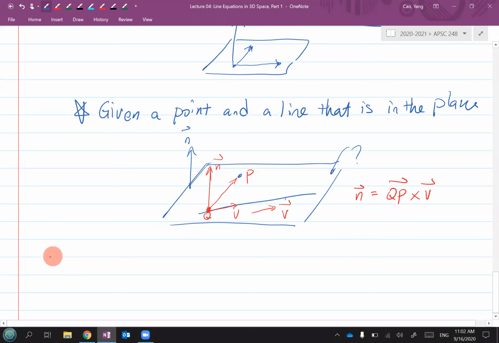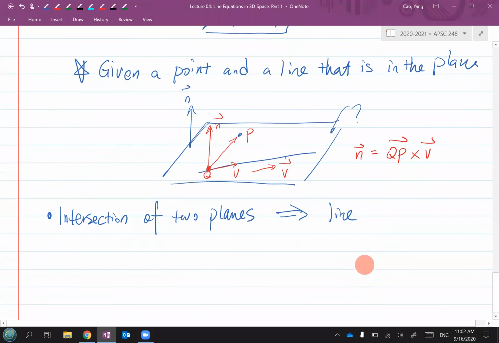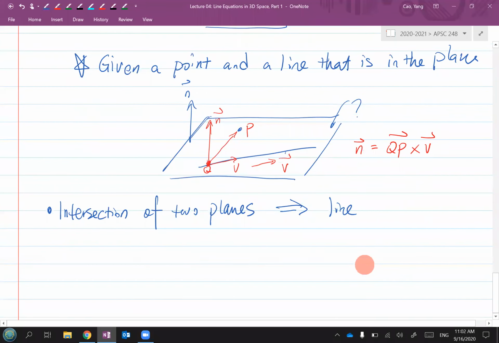The other thing before we move on, I need you to establish a common sense that when you have 2 planes and they intersect with each other, you end up with a line. You can just use your hands and you see the end of a line here, right? So the question now, let's bring up the next topic: what would be the line equation in 3D space?